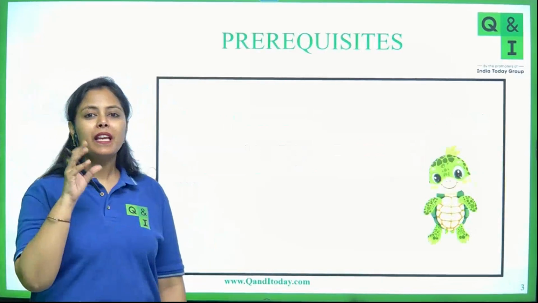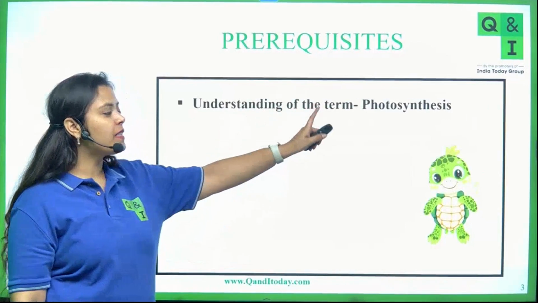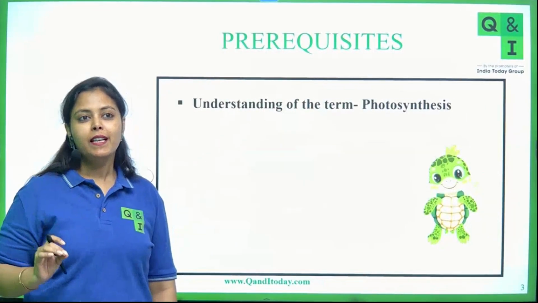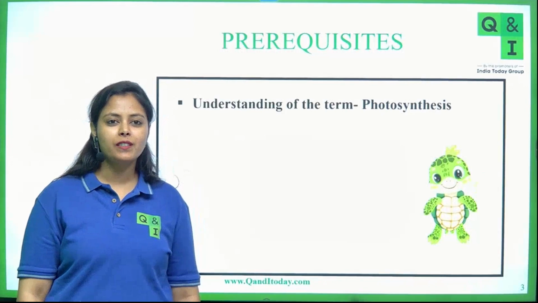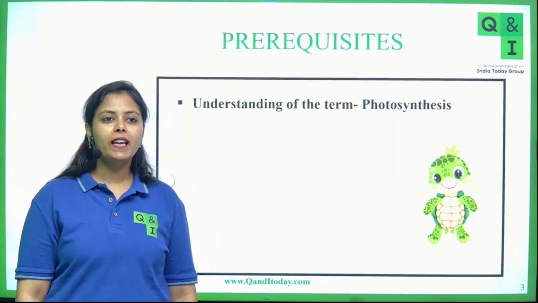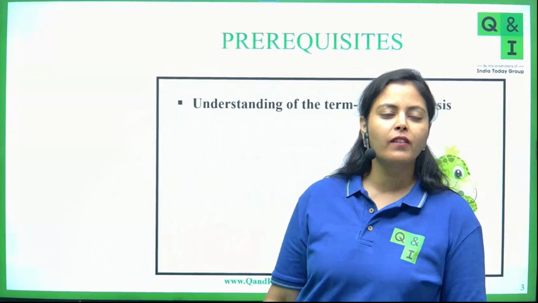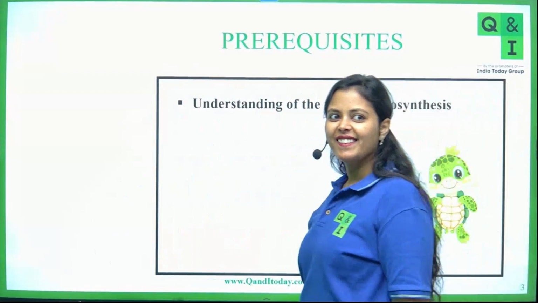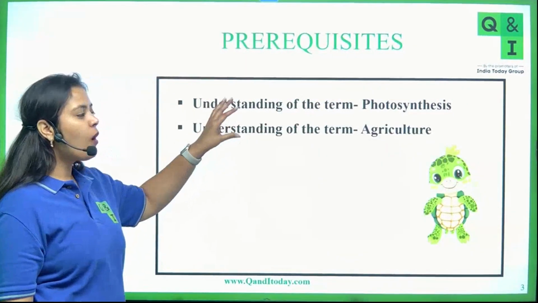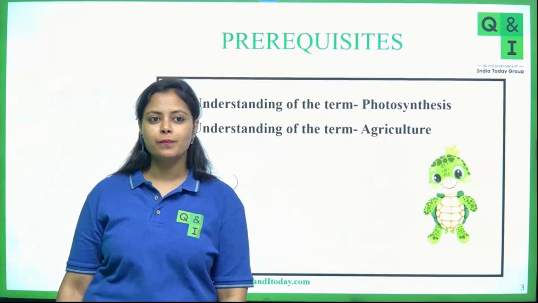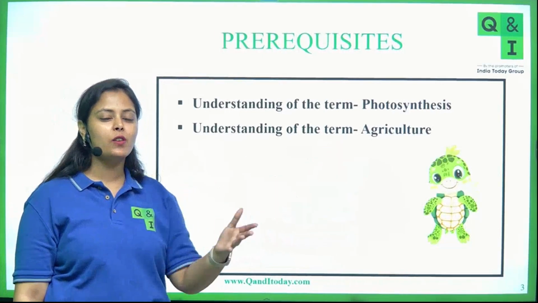So now let's see the prerequisites for today's class. What prior knowledge you should have before beginning this class. You should have a basic understanding of the term photosynthesis. Now let me ask you, how many of you have heard of the term photosynthesis? Okay, I think everyone. Who hasn't responded yet? Hedril, Kevin, you haven't heard of this? Okay. So most of you are aware of the term photosynthesis. Also, you must have heard the term agriculture. Have you or not? Yes, ma'am. Okay. So most of you are aware of agriculture.